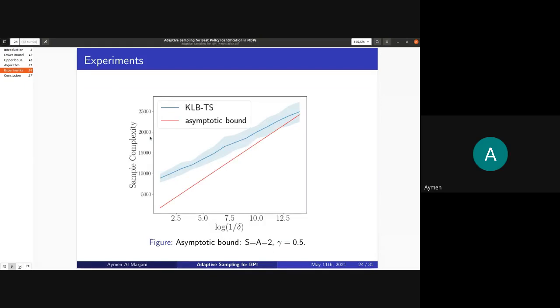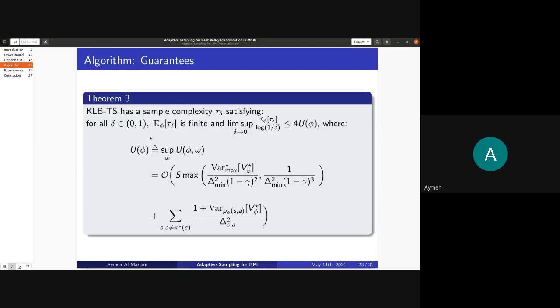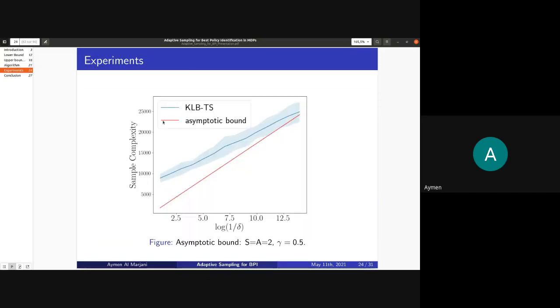So now we move to the experiments. The first experiment is just trying to show that theorem 3 holds numerically. The red line, the asymptotic bound, is just 4 times the bound u of phi multiplied by log 1 over delta. And this is the stopping time of the algorithm in blue, where the shaded area is 2 times the standard deviation. We see that as delta goes to 0, the stopping time goes below this bound. This was for a randomly generated MDP with 2 states and 2 actions.